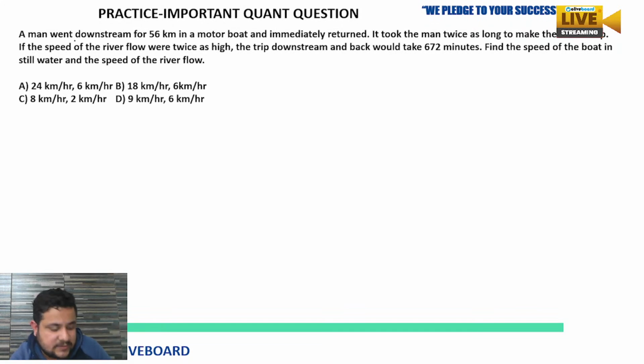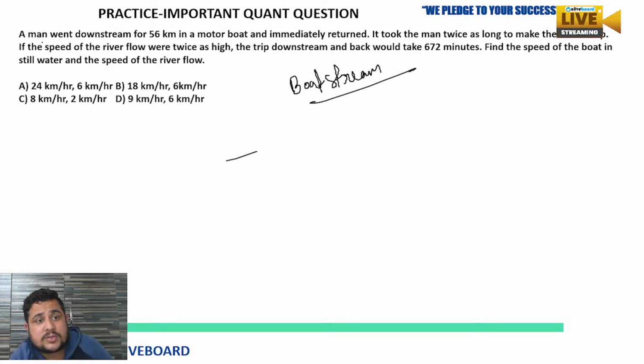And our next question is what? It is from the chapter boat and stream. Which chapter? Boat and stream. Fine. So the first thing is what? A man went downstream for 56 kilometers in a motor boat. And immediately returned.